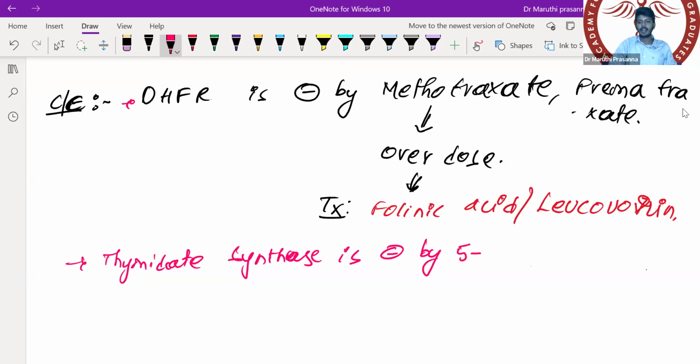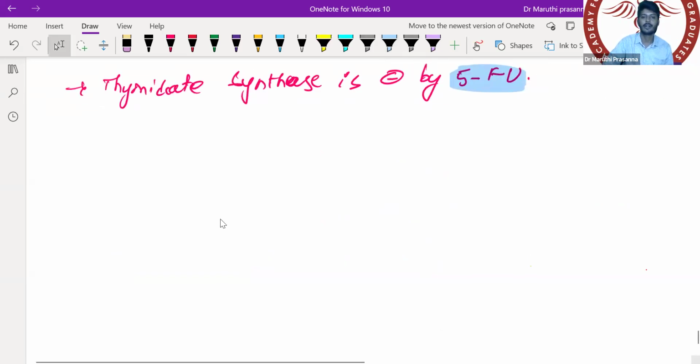It is inhibited by a drug called 5-fluorouracil, 5-FU. They will cause thymidylate synthase inhibition, 5-fluorouracil. Okay, so this is the story of your B9. Let's go to the last but not the least.